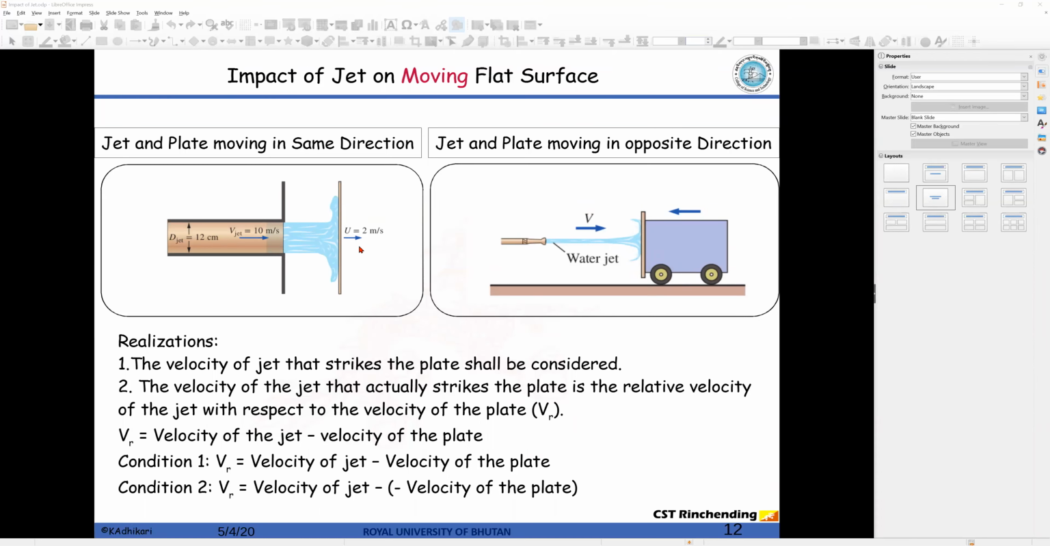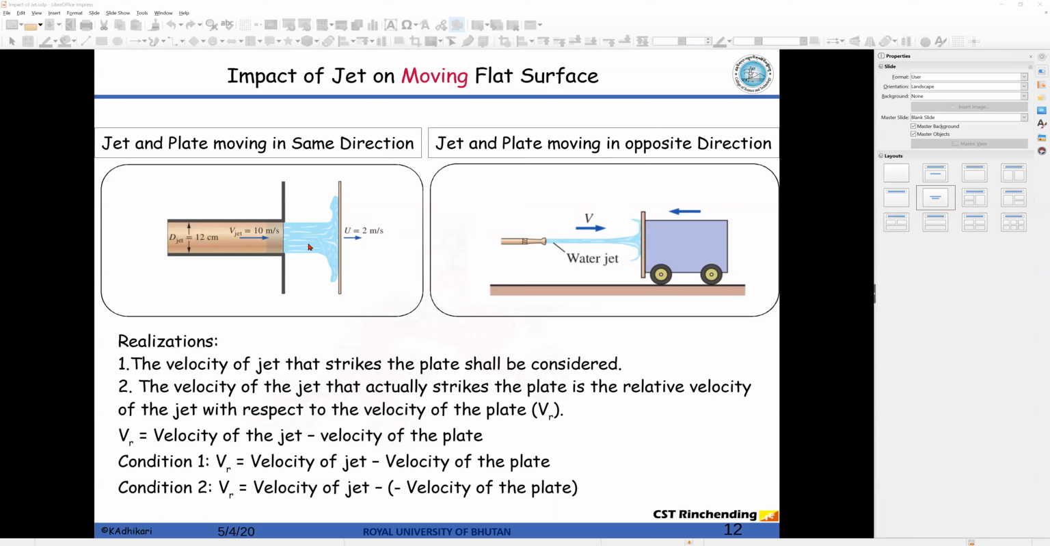First thing, let's understand that the velocity with which the jet strikes a moving plate is the relative velocity of the jet with respect to the plate. Now, what is relative velocity? Mathematically, the relative velocity is the velocity of jet minus the velocity of the plate. So there are two conditions: the plate is moving in the same direction as the jet, or the plate is moving in the opposite direction to that of the jet.